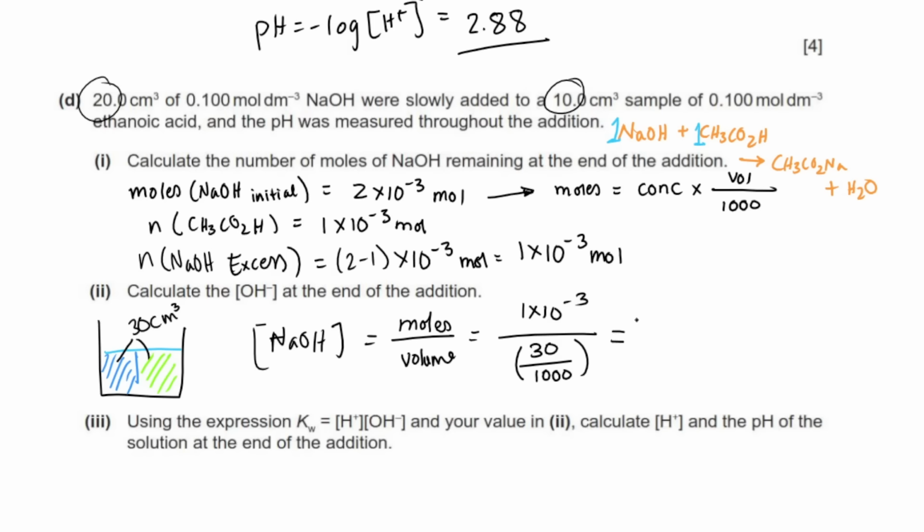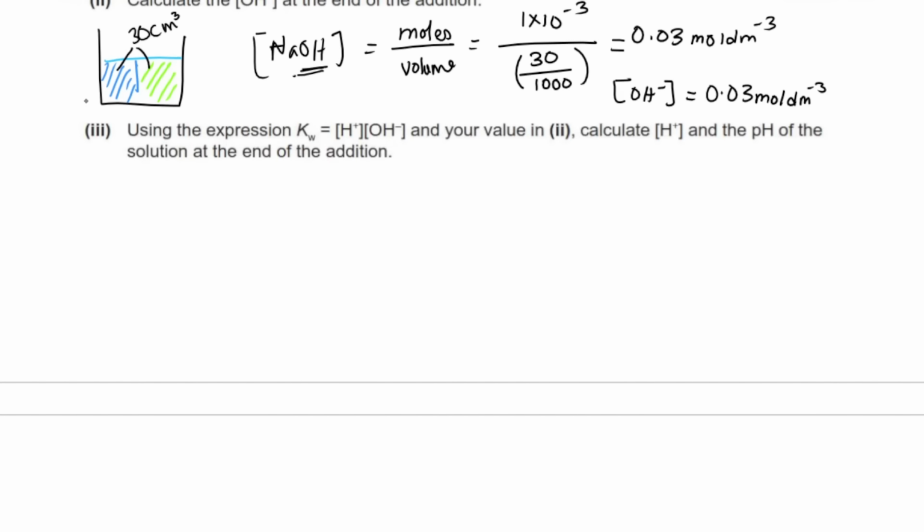So to this we get 0.03 mole per dm cube. And since hydroxide ion and sodium hydroxide are in 1:1 mole ratio, we can say that the hydroxide ion concentration is also 0.03 moles per dm cube. In part 3, using the expression of Kw and our values in part 2, we have to calculate the hydrogen ion concentration and the pH of the solution at the end of the addition.